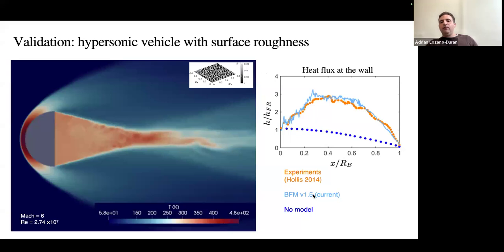Here I'm showing our model, 1.5. These are experiments from NASA, from Hollis, who collected this, and those are the dots. In this case, I also compared with no model, which means I switch off the wall model. Then you see that the prediction is pretty different. Essentially the heat flux is not enhanced by the compressibility effects and the roughness. So you see that in this particular case, there is a factor of 3 that you can get in the heat flux.